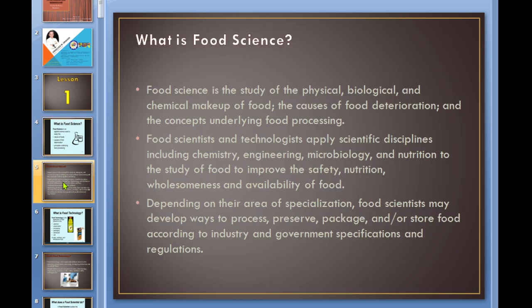So, as what we mentioned, food science in paragraph 1 talks about the study of the physical, biological, and chemical makeup of food. This is the causes of food deterioration and the concepts underlying food processing. Mo-mention gani ha. And the second paragraph is: food scientists and technologists apply scientific disciplines, including chemistry, engineering, microbiology, and nutrition, to the study of food to improve the safety, nutrition, wholesomeness, and availability of the food.